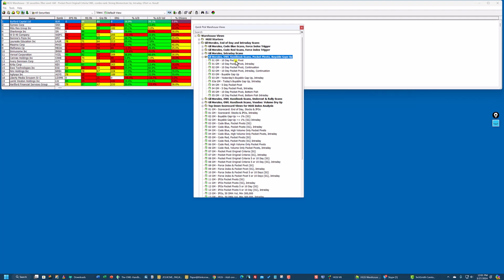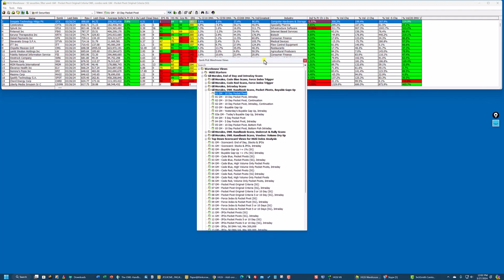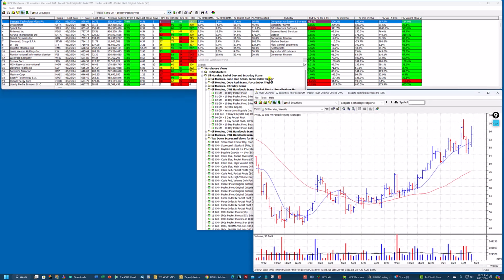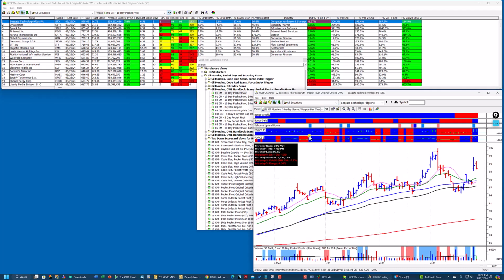I'm going to start here with the 10-day pocket pivot. This is one of Gil's original scans. I'm going to bring up a chart. This is end of day. This is a weekly chart. I'm just going to go up to his basic fat chart.